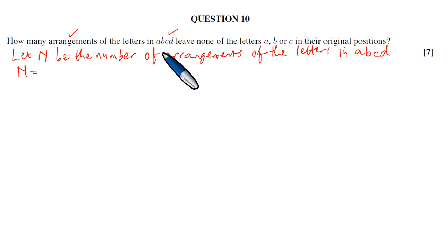Okay, so the number of arrangements in this case would be, there are how many letters here? There are exactly 4 letters. So to get the number of arrangements, we need to arrange these 4 letters. We need to choose one first. So the first letter can be chosen in 4 ways. After the letter has been chosen in 4 ways, maybe it's A, the next one can be chosen in 3 ways. Perhaps it's D. They don't need to be in order. The next one is chosen in 2 ways. Then we have one.